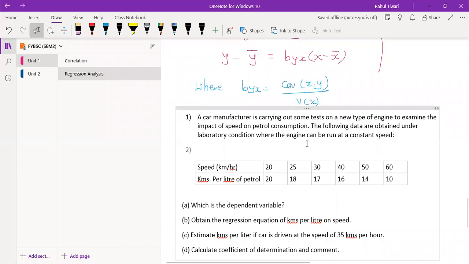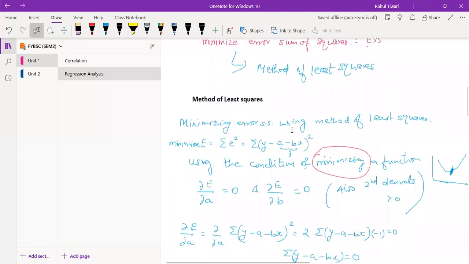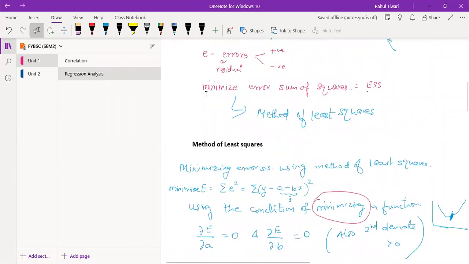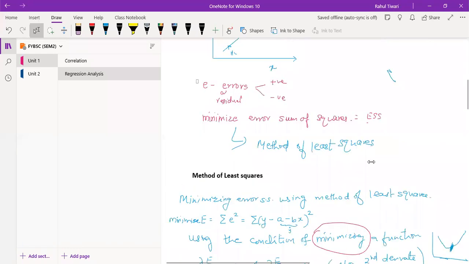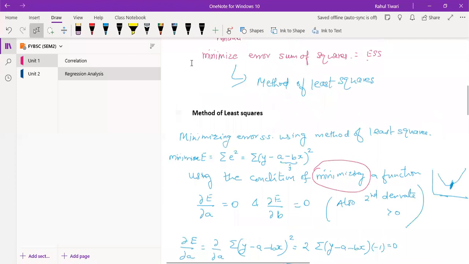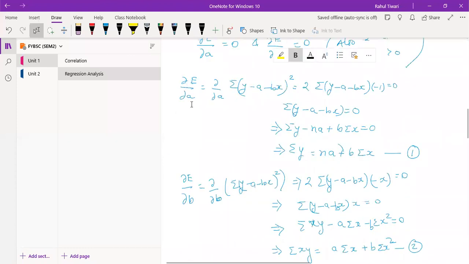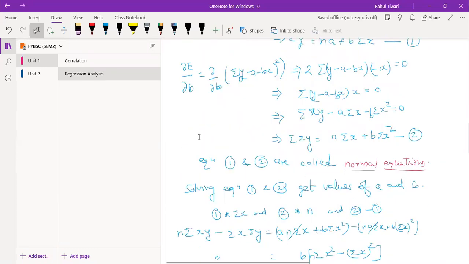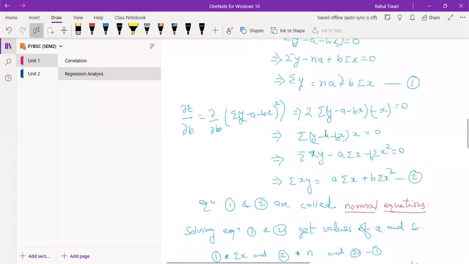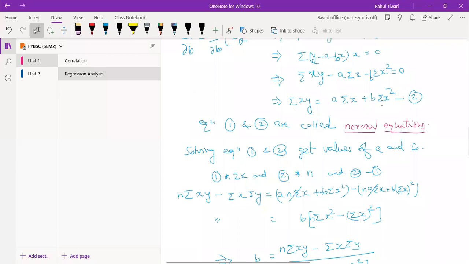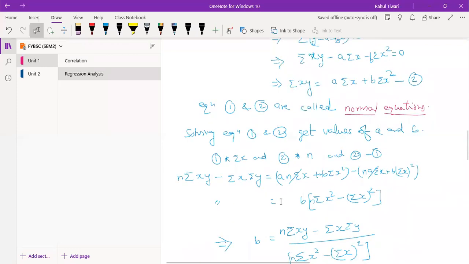So as we have seen in the last class, we have solved this problem and covered the regression concepts. Then we talked a little bit about the error part, and the methods we use for minimizing the condition. Then differentiating with respect to A and with respect to B, we can get these equations. The equations you got are basically called the normal equations. Based on this, you may get the values of A and B.